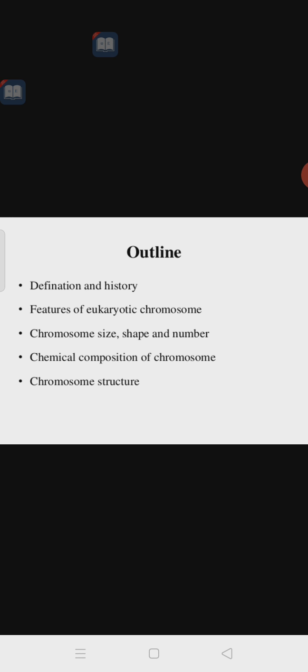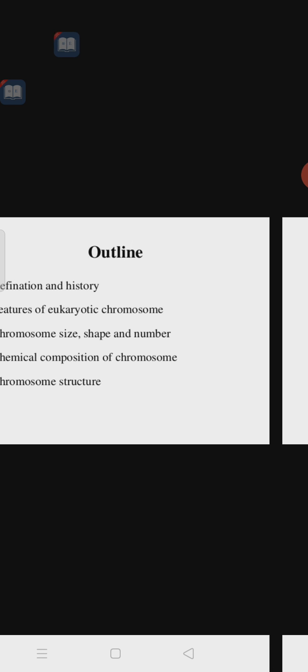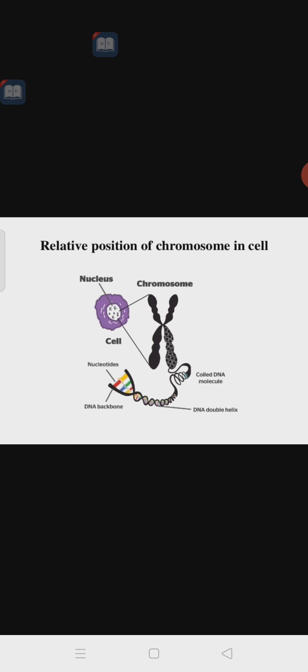And again, types of the chromosome based on the position of centromere. All these bits you have to study here. This is the structure of the chromosome and where it is located.